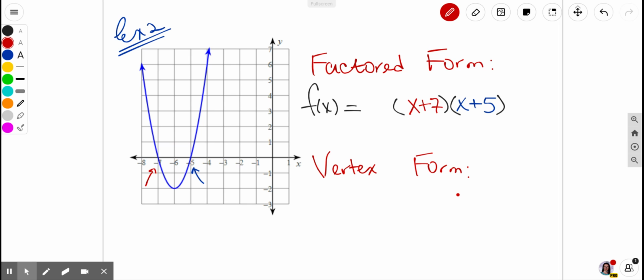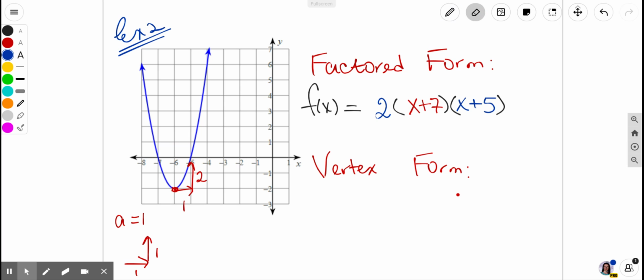It's still in front of the parenthesis because it affects how stretchy your graph is. Well, we're going to look at what happened as we moved away from the vertex, right? So remember that when a is 1, when you go 1 right, you go 1 up. So when I go 1 right, I go 2 up. So the vertical distance got multiplied by 2, which means that your coefficient a has to be 2. So this would be your equation for the factored form of this parabola.